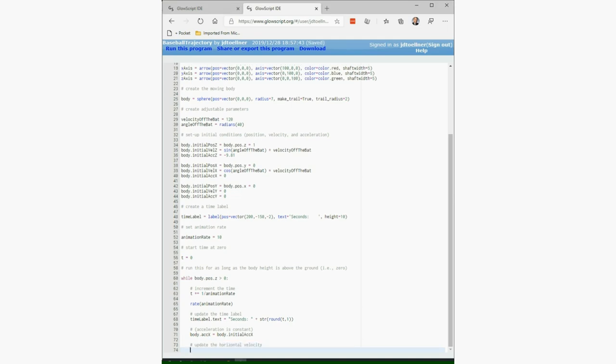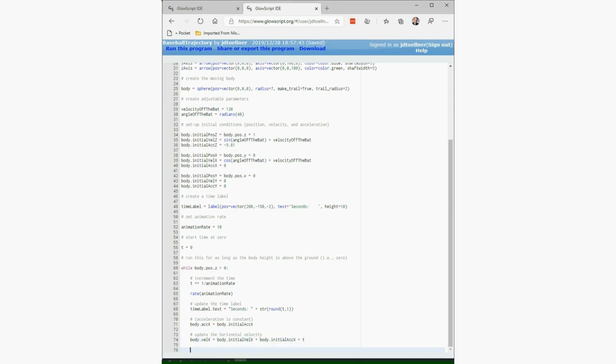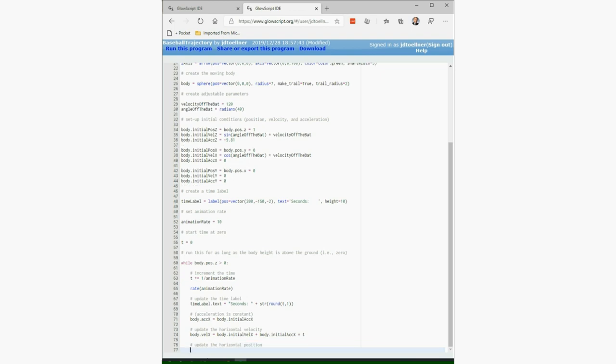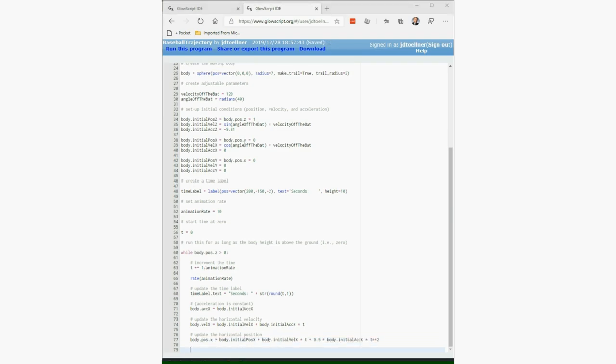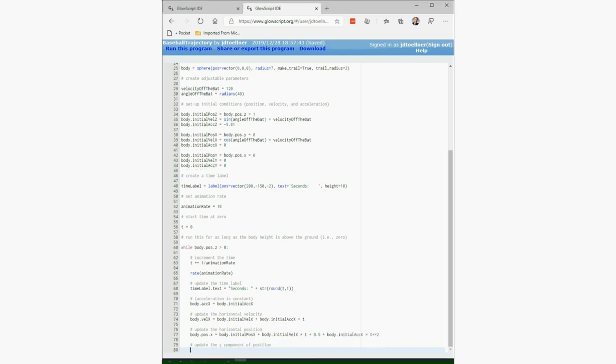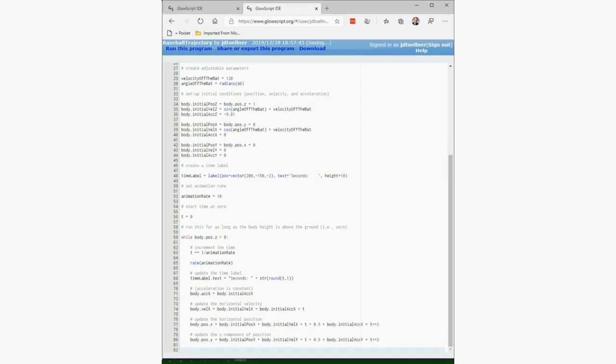And here I'm creating a separate acceleration X variable for the body, and it's constant. I didn't really need to do this, but I'm doing it for completeness. But here velocity is the initial velocity plus the initial acceleration times t. And the horizontal position is the body x, equals the initial position x plus the initial velocity times t plus 1/2 initial acceleration times t squared.